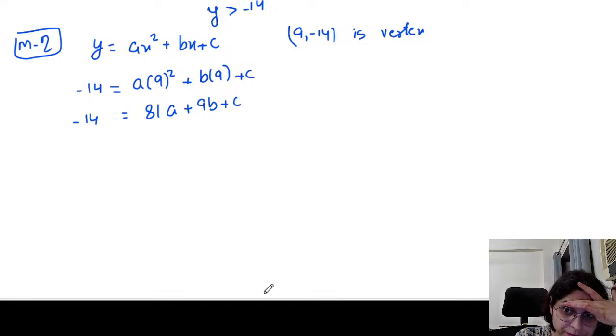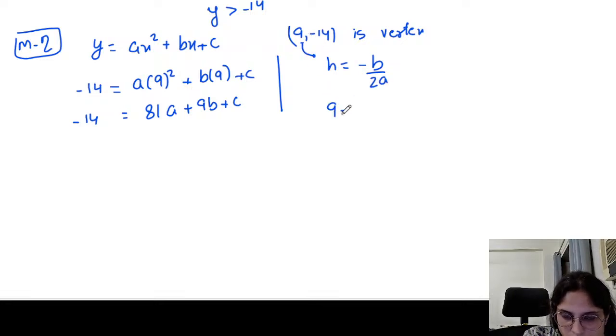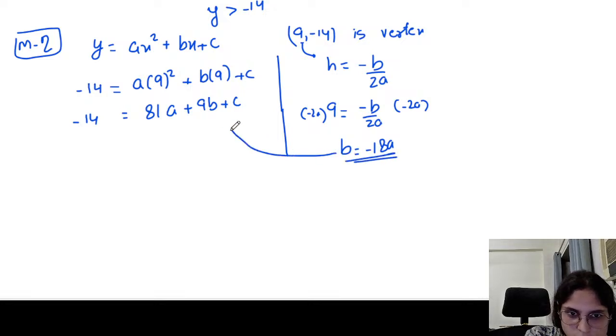Alright? This is a very complicated method, but let me explain it to you. Now you also know that the value of h is going to be negative b over 2a. That means 9 is your h, so 9 is going to be negative b over 2a. From there I can say that my b is going to be negative 18a. You multiply by negative 2a on both sides. Now b is negative 18a, so you substitute it over here.